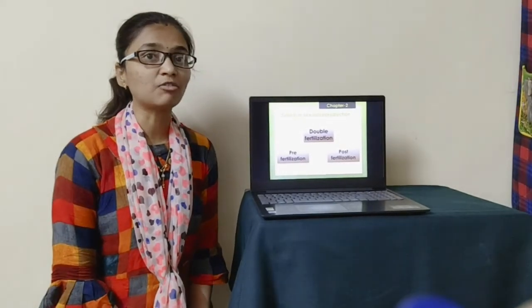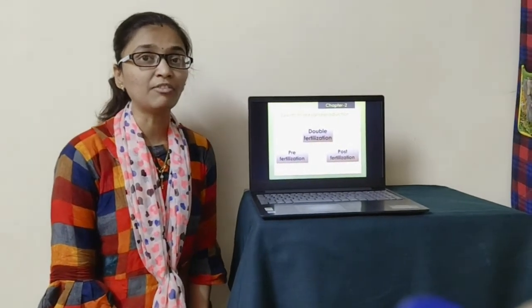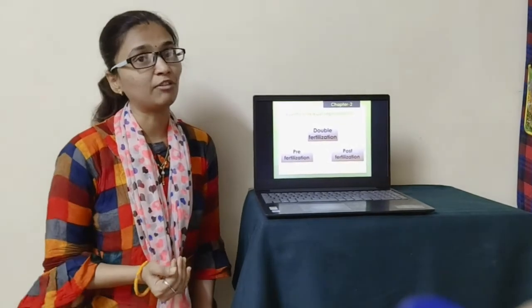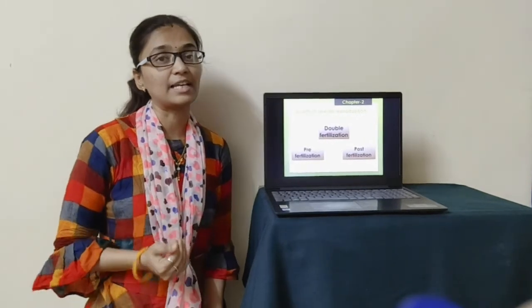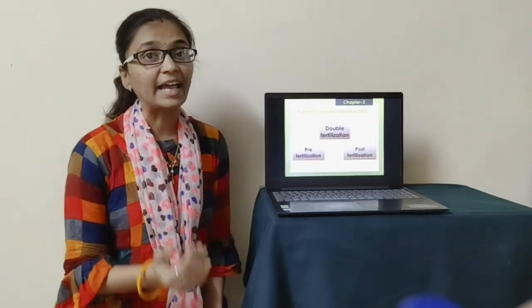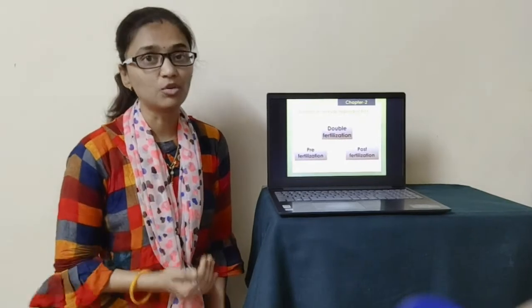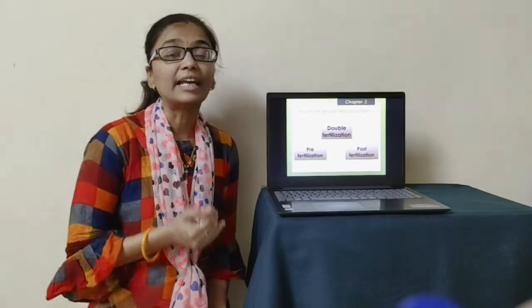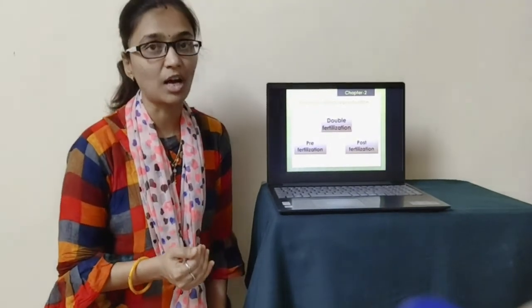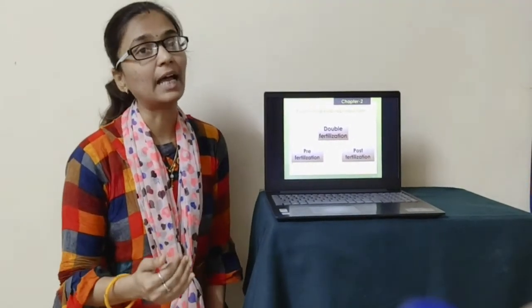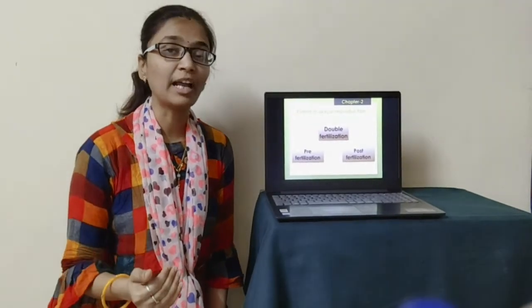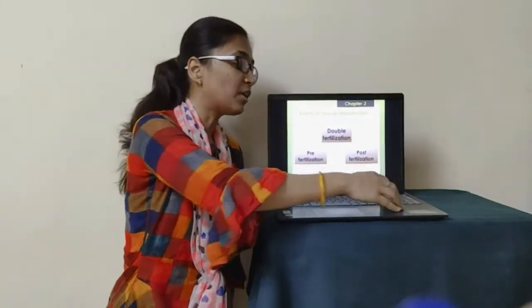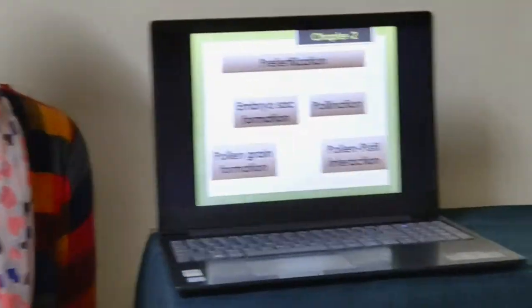So, the third event is what? Post-fertilization. The 3 events we have to study each of them in detail. The first is before fusion of male and female gametes, we have to study pre-fertilization. We have to prepare the gametes before they fuse. To prepare the gametes means what? In pre-fertilization, we have to study gametogenesis and gamete transfer. Then double fertilization, and then post-fertilization. Post-fertilization means what? Zygote formation and embryogenesis. Now, first we will study the pre-fertilization event.